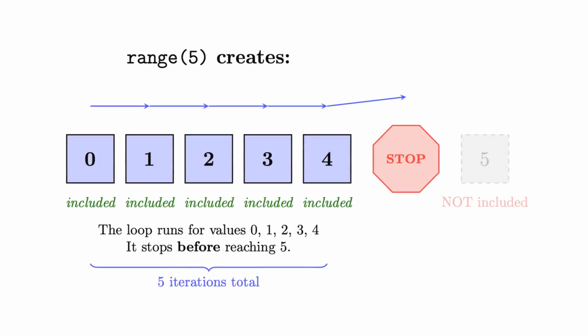Here's the key concept. Think of the number in range as a stop sign. Range 5 means start at 0 and stop before you reach 5. The boxes show 0, 1, 2, 3, 4, then a big stop sign before 5.